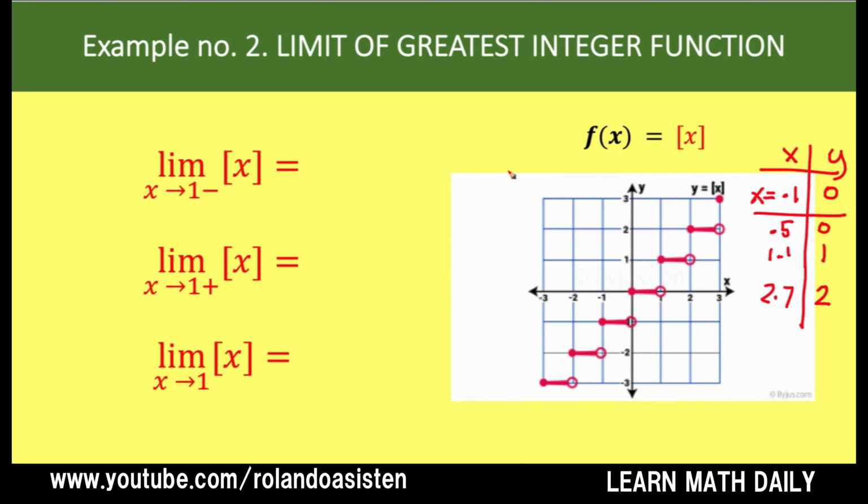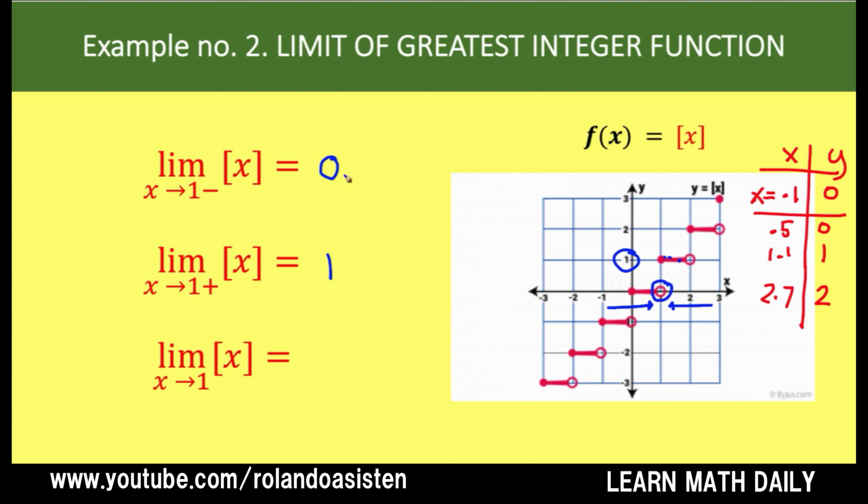Now, what is the limit of this greatest integer function as x approaches 1 from the left? So let's identify x equals 1. X equals 1 is this point. If we approach 1 from the left, the direction is going this way. What is the limiting value? The y value would be 0. So the limit here is 0. The limit of the greatest integer function of x as x approaches 1 from the right, so we are going this way, and 1 is this point, we now have this particular y value, which is 1. So the limit here is 1.